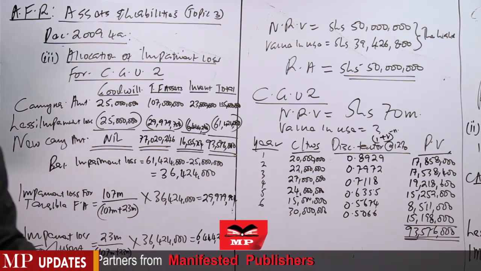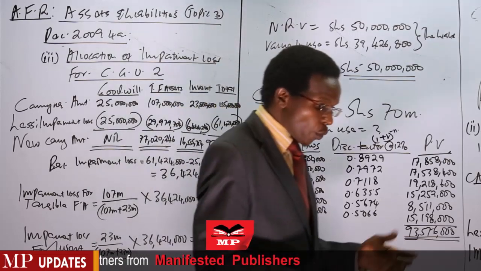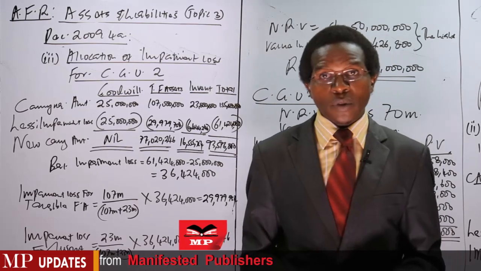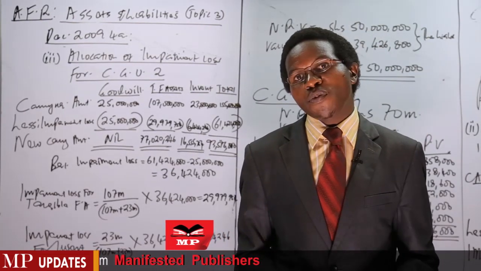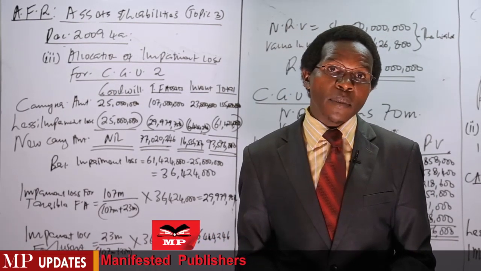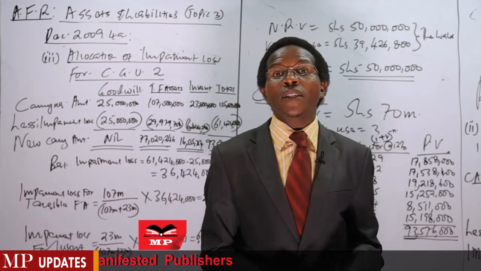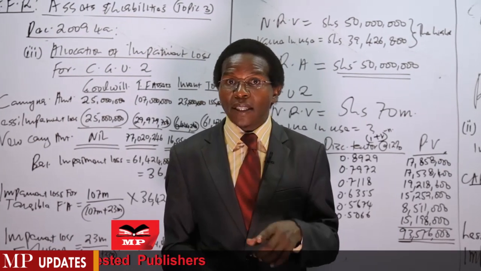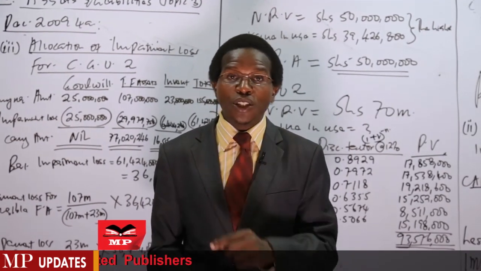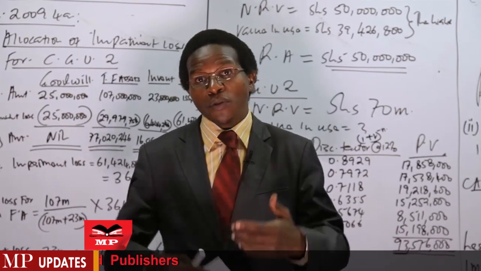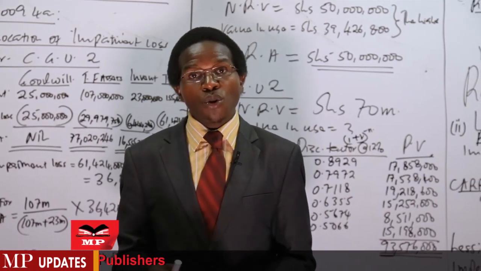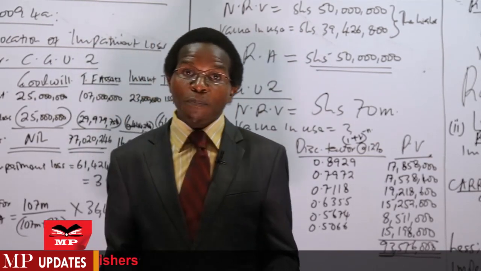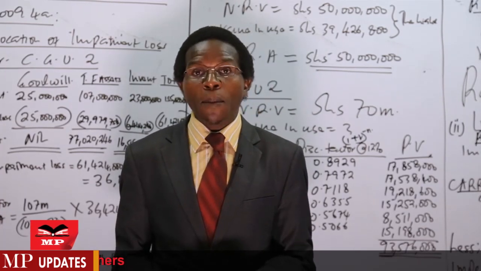Now, friends, we come to the end of this session. We come to the end of this question. We come to the end of this topic, impairment loss. And for details or for further studies in respect to impairment, do not forget to refer to our study text, Manifested Publishers, the new edition. Don't forget there is the old edition and there's the new edition which has been revised for the purpose of the current sittings.